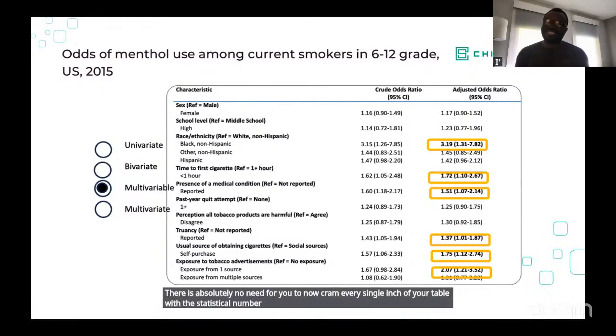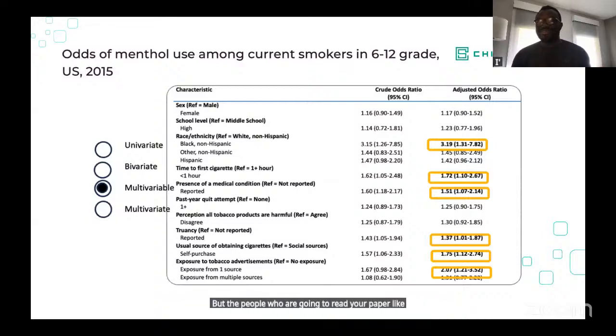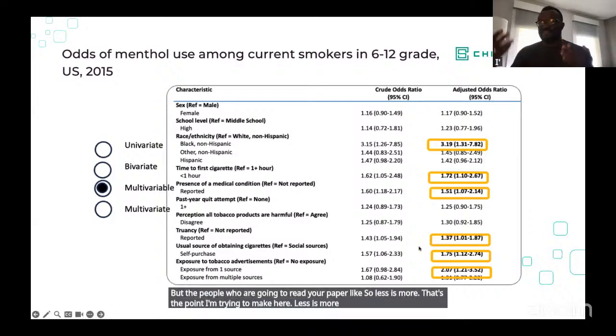Just have pity and have mercy for the people who are going to read your paper. Less is more. That's the point we're trying to make here. Less is more, so leave a lot of white space so it's easy to read.